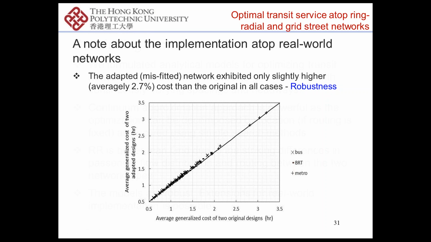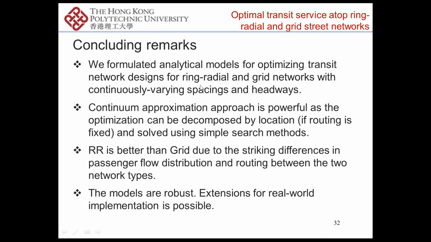So with this, I just quickly presented some concluding remarks. We formulated analytical models for optimizing the transit network designs for ring-radial and grid networks with continuously varying spacings and headways. And we used the continuum approximation approach, which proves to be very powerful as long as the routing is fixed. And basically the original optimization can be decomposed by location and solved using simple search methods.